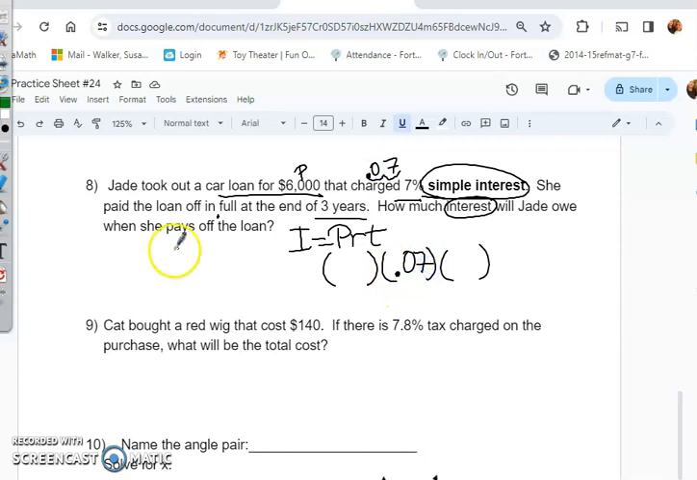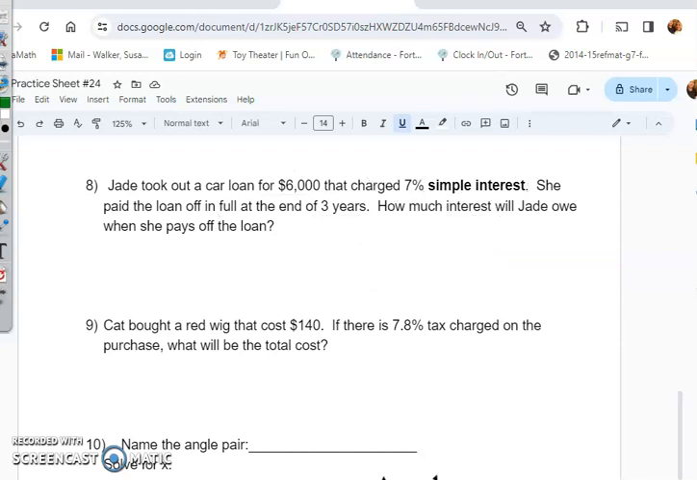And then, do we have it in years? Yep, it says years. So that goes right there. And that's it. That's all we have to do. That's how you find the interest. Okay? We don't have to add. It doesn't say in total. Okay.